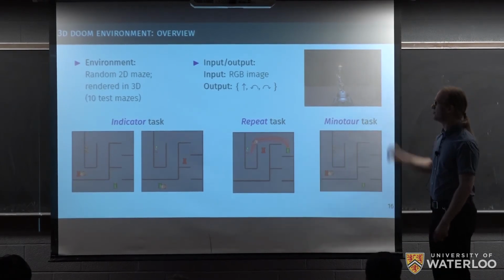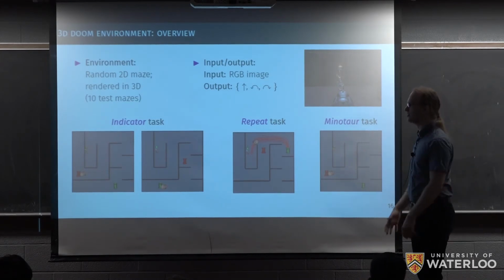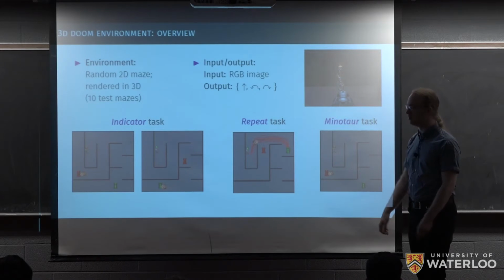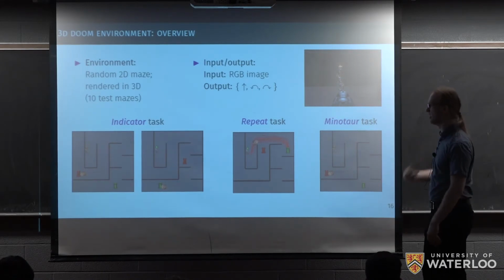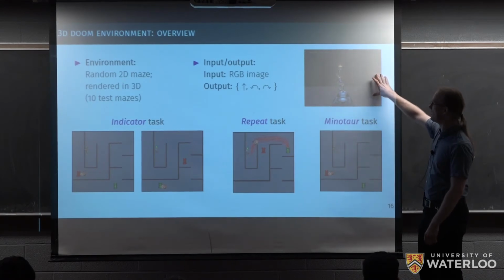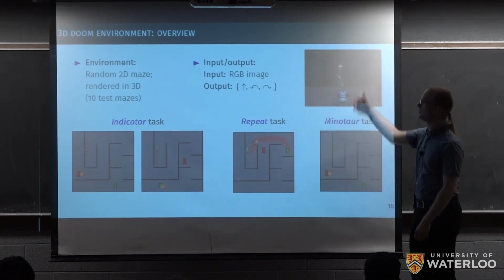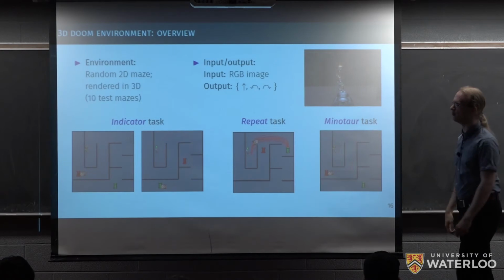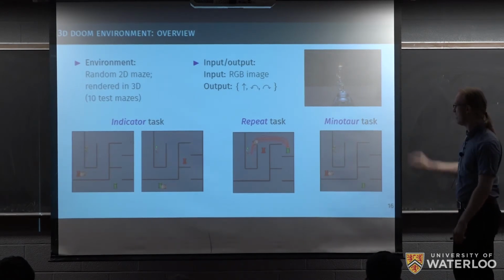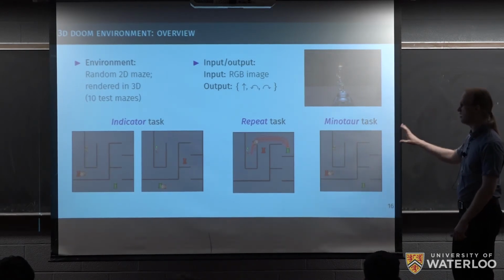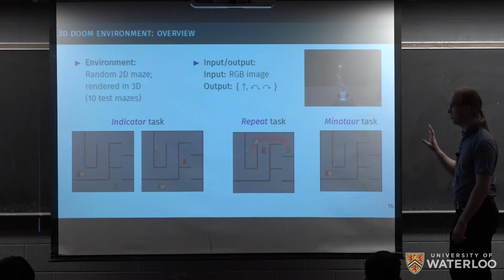So this is what's being tested here. Again, the authors are generating a random 2D maze, which is rendered in 3D. They hold back 10 mazes for testing. The input is an RGB image looking like this, and the output, again, are these three actions: moving forward, turning left, turning right. And in this case, we test 3 tasks.